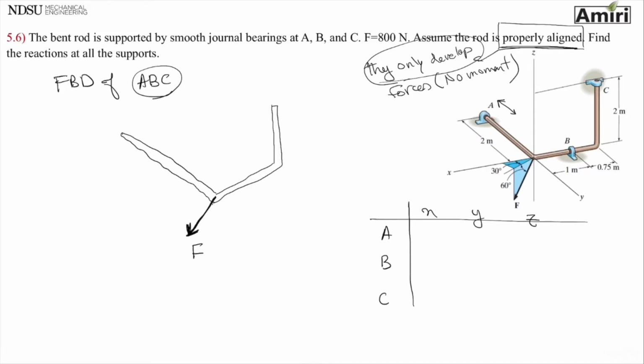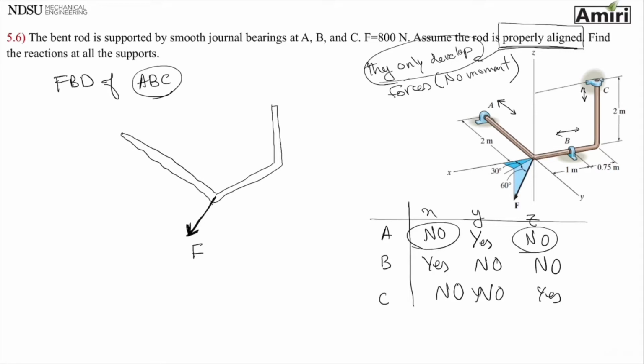So when you look at A, the only way that it can move is Y. Everything else is a no. When you look at B, it can move back and forth this way, which is in the X direction. So yes, it can move, no and no. When you look at C, it can go back and forth, and that means in the Z direction, yes. In Y and X is a no. So now everywhere that you see a no, you have to draw a force. At point A, I have an AX and I have an AZ.